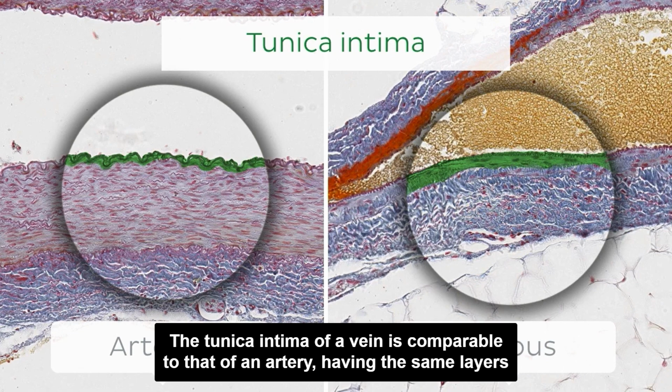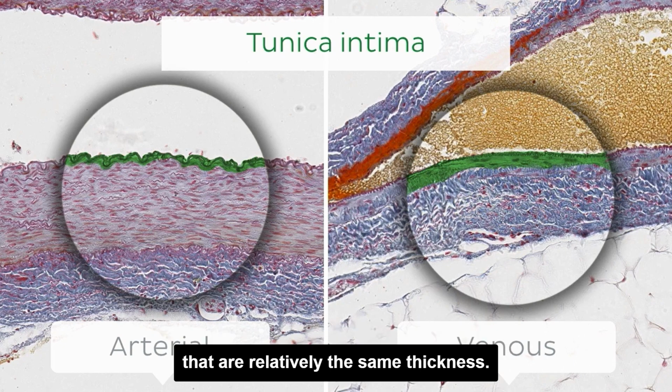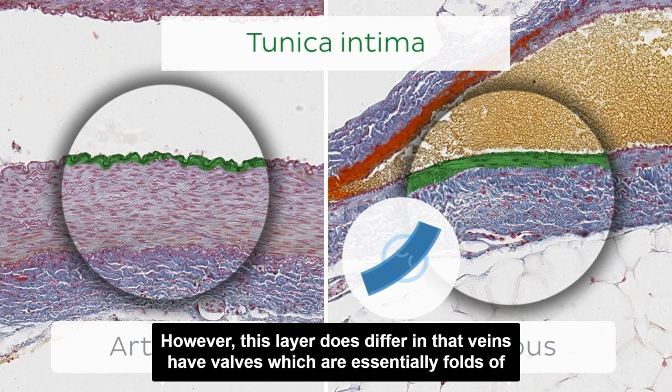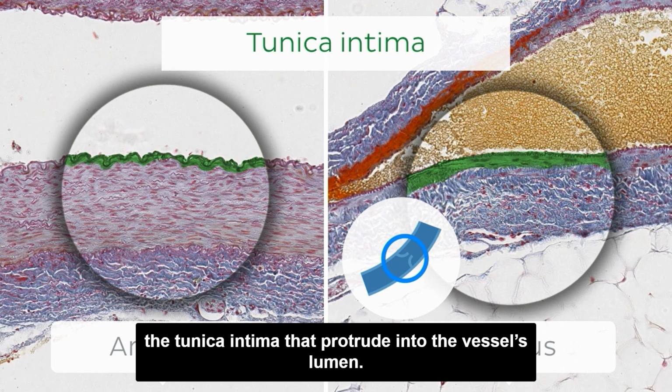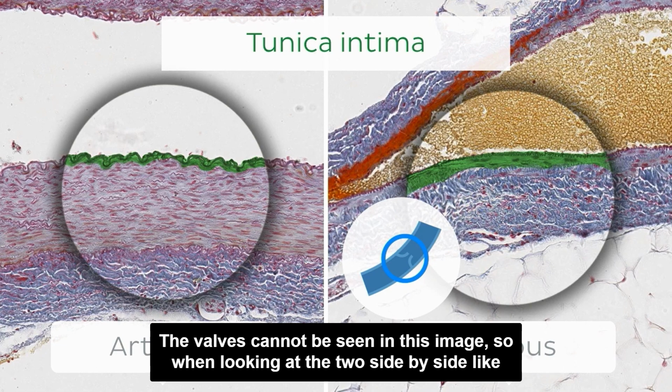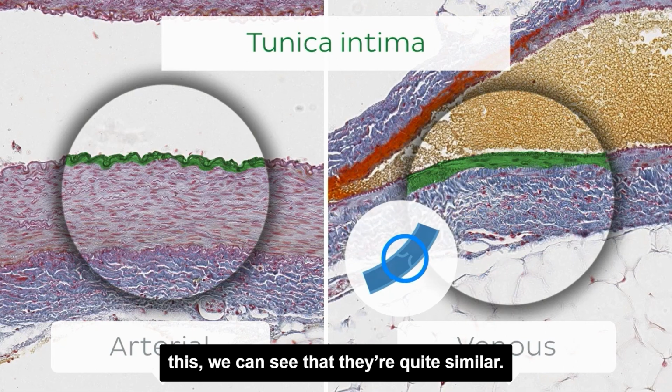The tunica intima of a vein is comparable to that of an artery, having the same layers that are relatively the same thickness. We can see it here highlighted in green. However, this layer does differ in that veins have valves, which are essentially folds of the tunica intima that protrude into the vessel's lumen. The valves cannot be seen in this image, so when looking at the two side by side like this, we can see that they're quite similar.